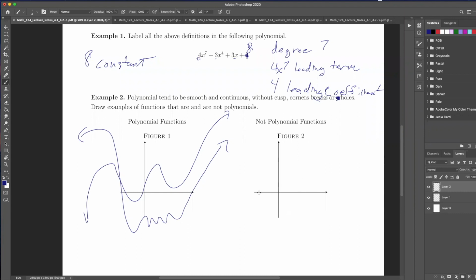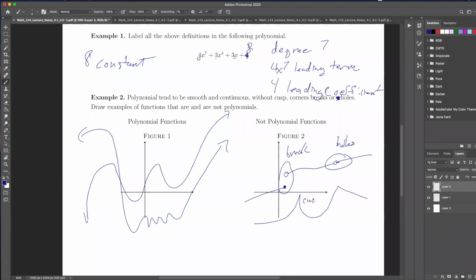What isn't a polynomial, by looking at it, is when all of a sudden you come to this, and then you have this or this. So let me draw this real quick. We call this a break, so it won't have any breaks. This is a hole, so it won't have any holes. The function doesn't have a value here or here. You won't have a cusp, which comes in and comes back out. It won't have any corners.